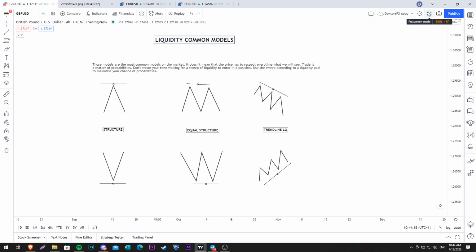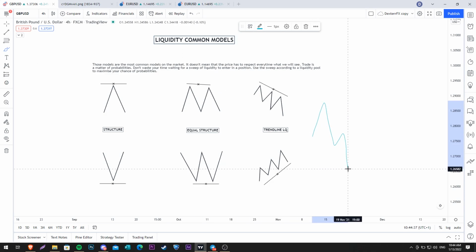And now we have some information about the retail stuff, and we are able to see the liquidity common models in the market. So we have first of all the structure. Okay, so below or above each structure in the market, you have resting orders that you have to keep in mind. Okay, so in this kind of structure, this is a structural point, sure, but this is also a liquidity that the market can use to fill this move.